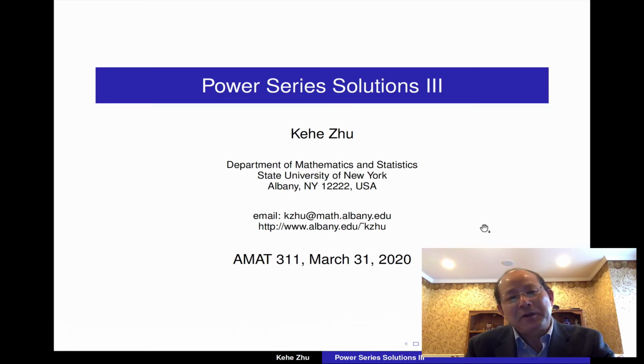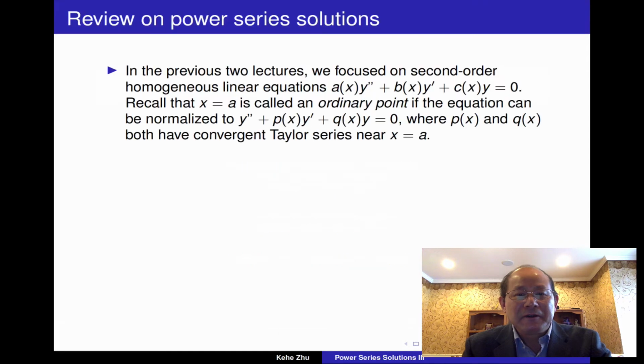Okay, so we'll continue with power series solutions for linear equations. If you remember from the last two lectures, we focused on the second order homogeneous linear equation. Homogeneous is when the right-hand side is equal to 0. It's a linear second order equation where you have coefficient functions a(x) in front of the y double prime, then b(x) in front of the y prime, and c(x) in front of the y.